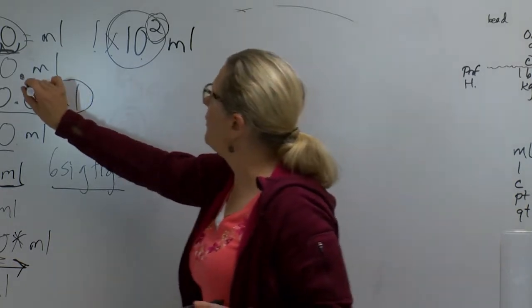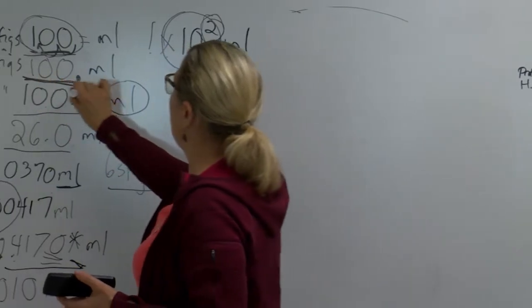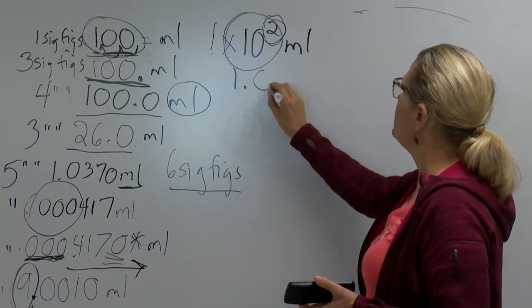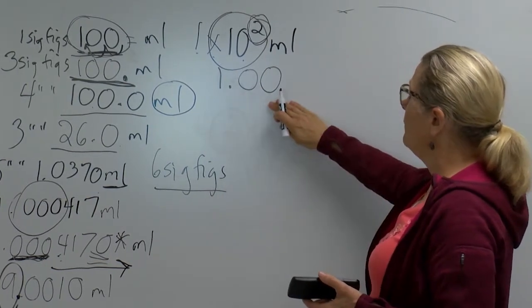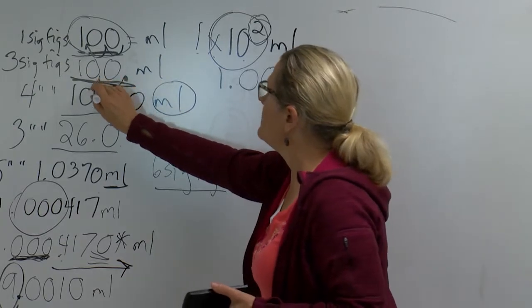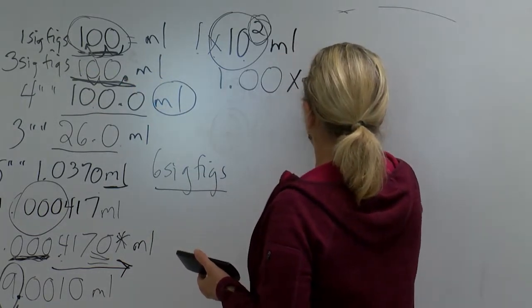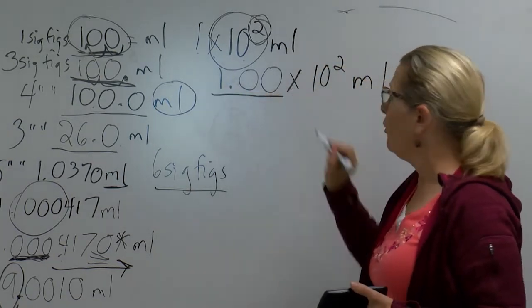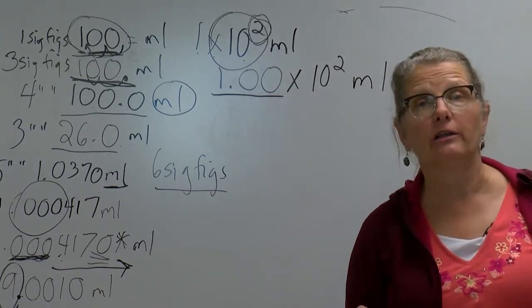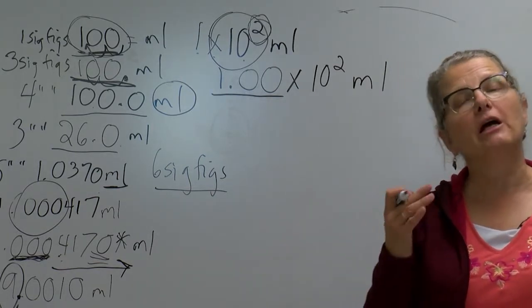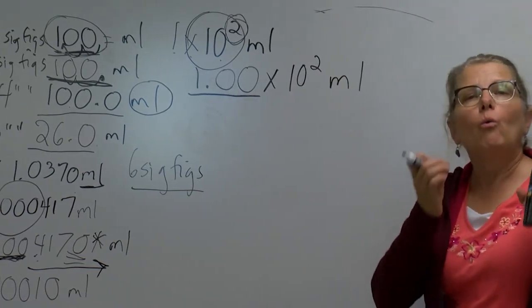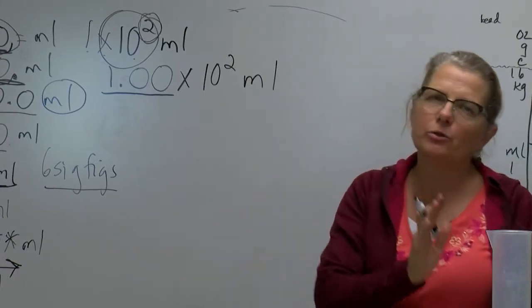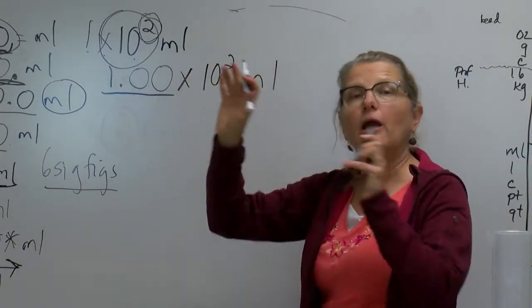Now, when you have a number like this, 3 significant figures, writing it scientifically, 1.00, move this 2 places back, times 10 to the second milliliters. You need to include all the significant figures when you're writing in scientific notation, because you don't want to take accuracy away from your number. You always want to keep the accuracy. If there's 2 sig figs, you write 2. If there's 3, you write 3.